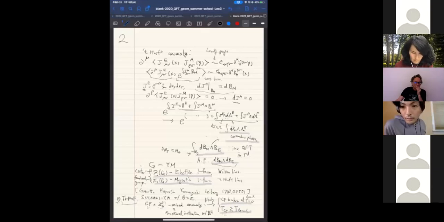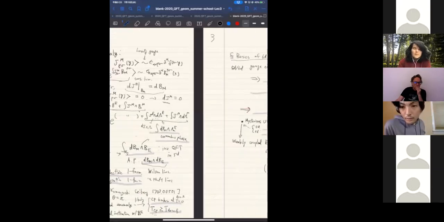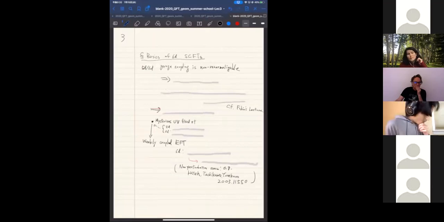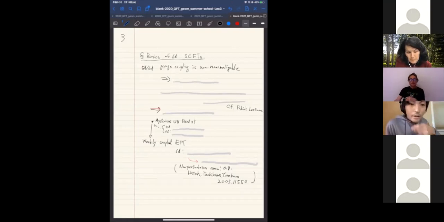Okay, so I move on to the 6D SCFT. Before talking about the 6D SCFT anomaly, I have to introduce some basic notions on the topic. In higher dimensions, I mean 5D and 6D or higher, the gauge coupling is non-renormalizable.